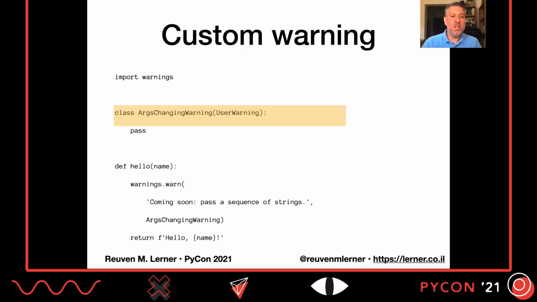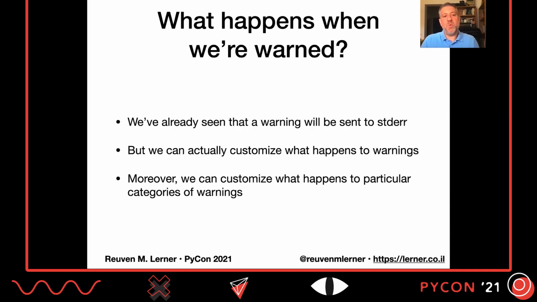And then in addition to pass, we can pass our ArgsChangingWarning as our second argument to warnings.warn. So what happens when we're warned? Well, we've already seen that a warning will be sent to standard error, like the message will be printed there. But we can actually customize what happens to a warning, and we can customize what happens to particular categories of warnings.